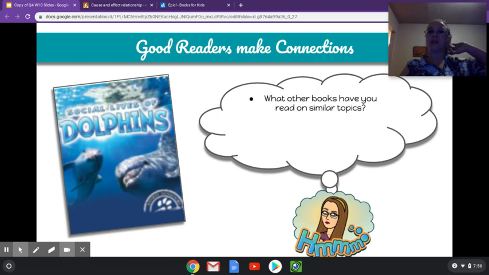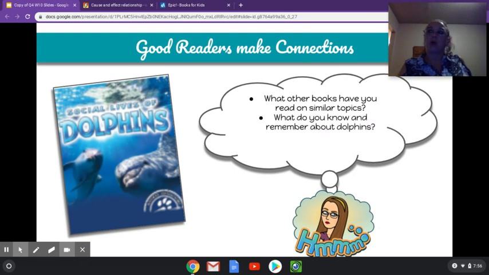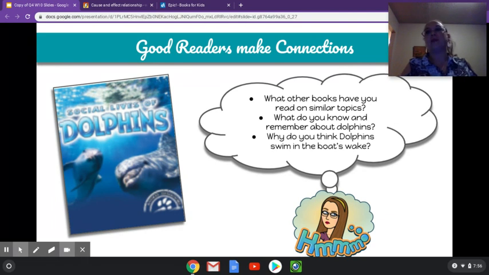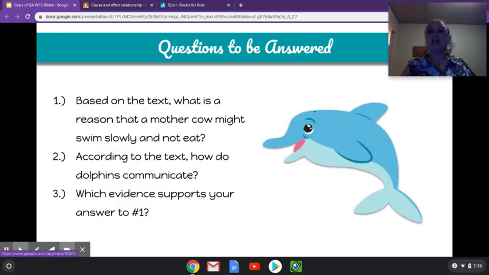Okay, so we always want to think about, before we read, as we've always said, what other books have you read on maybe similar topics as this one? What do you know or remember about dolphins? And why do you think dolphins swim in the boat's wake? So there will be some questions that we're going to be thinking about as we go through.